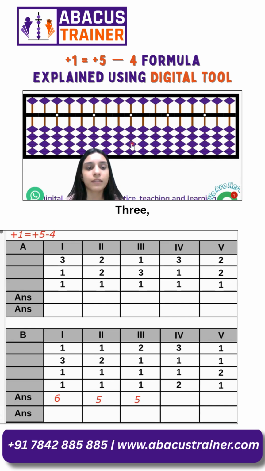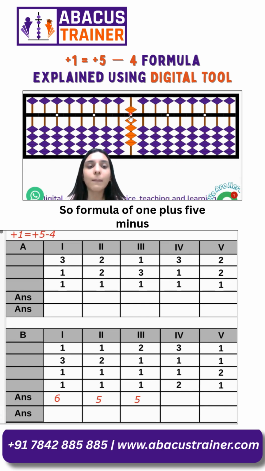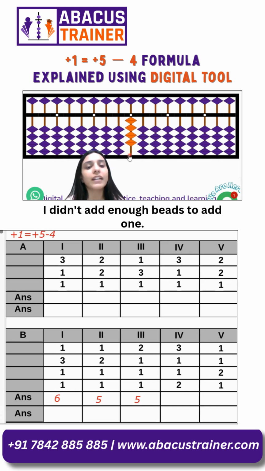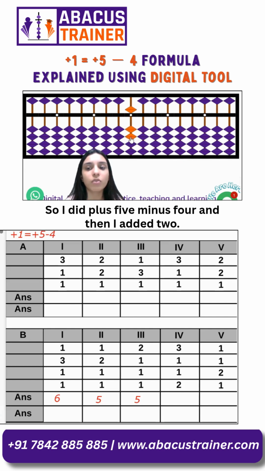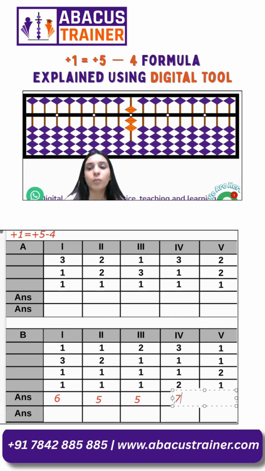3, 1, again 1. Do I have enough beads to add 1 now? No. So formula of 1: plus 5 minus 4. And now plus 2. My answer is 7. What did I do when I got stuck in 1? I did 3 plus 1. I didn't have enough beads to add 1. So I did plus 5 minus 4 and then I added 2. My answer is 7. Okay. Next.